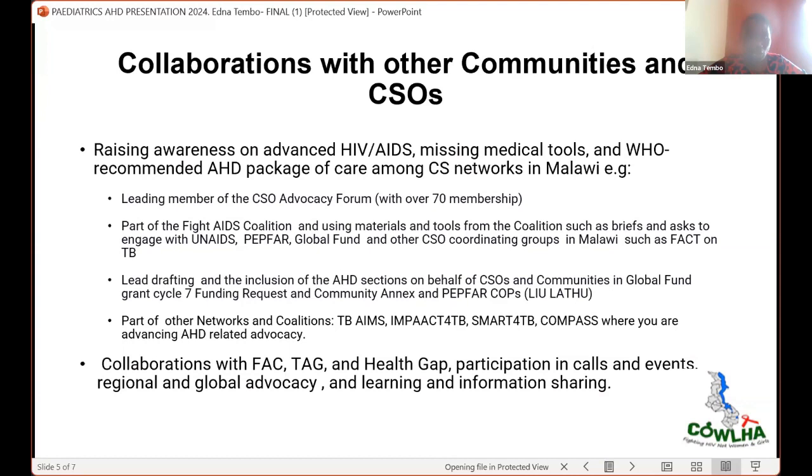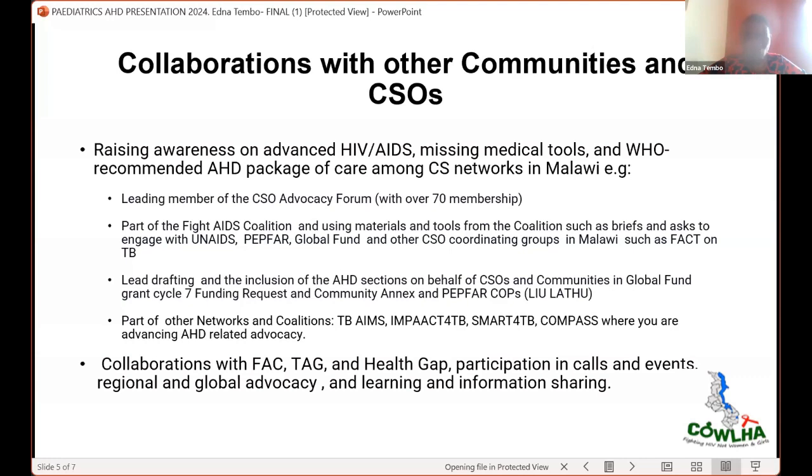And we are also part of other networks and coalitions advocating for advanced HIV, and in some specific like TB, like in TB aims, Impact for TB, Smart for TB. And we are also a campus coalition team where we are also doing a campaign on AHD in Malawi. And Nicola is leading that campaign on AHD in Malawi.